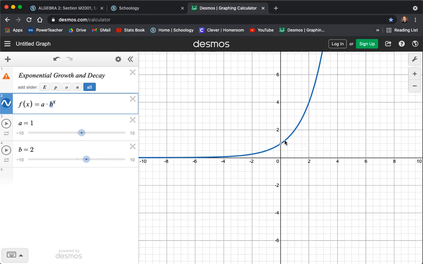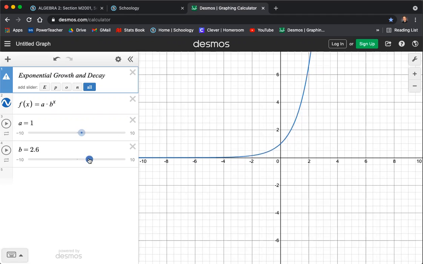So we should see pretty easily just by analyzing this graph that from left to right, the function is increasing. So this particular function, when b is equal to 2, is known as a growth function. B is greater than 1, and our function increases as we move to the right. Now, if I played around with this b value, the larger it is, the faster we're going to increase. Coming from here up, the smaller the value, the slower the increase is going to be.